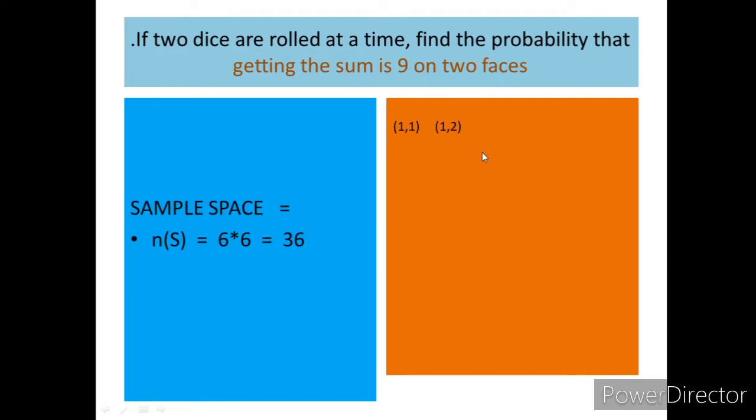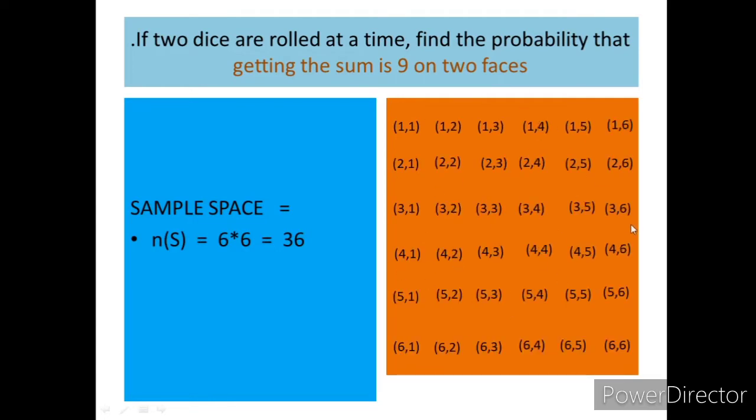You will write down the sample space. This is the required sample space for any problem. Whenever we roll two dice, you have to write down this table as the sample space. This sample space contains 36 outcomes. Here the event is: the sum is 9 on two faces. Can you find which pair gives sum 9? If you take this one, 2 plus 3, 5, it is not suitable. If you take 3 plus 5, it is not suitable. You take 4, 3: 4 plus 3, 7, not suitable. If you take 5 plus 4, 9, yes, it is a suitable outcome.